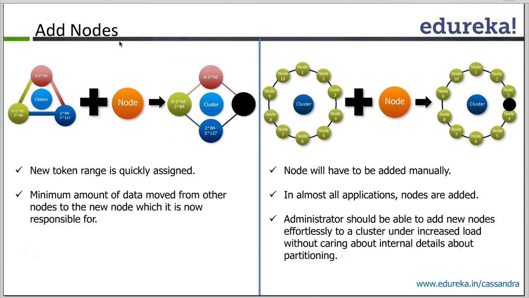But when it comes to byte order partitioners, first thing is you have to add it manually, and you have to calculate the token size manually. So you have to calculate the actual token information and then place it in whichever place you want, whether between 3 and 4 or 4 and 5. You have to calculate the range and manually add it to the cluster. This is exactly what happens in the case of byte order partitioning.